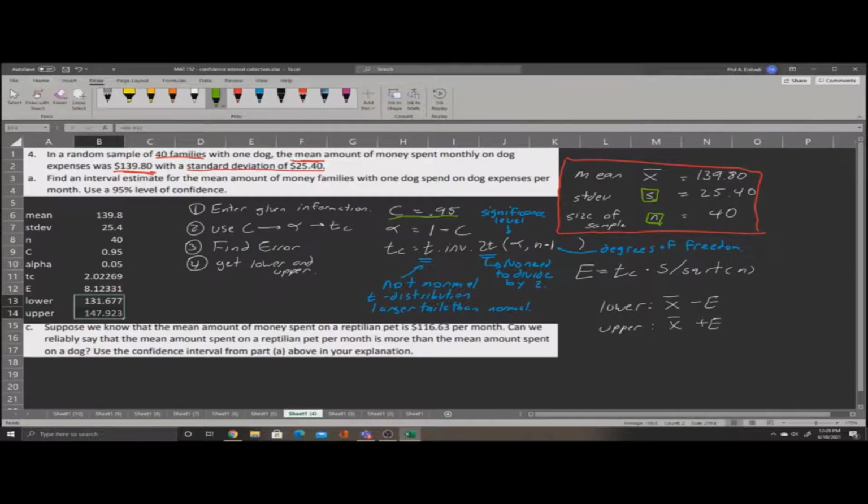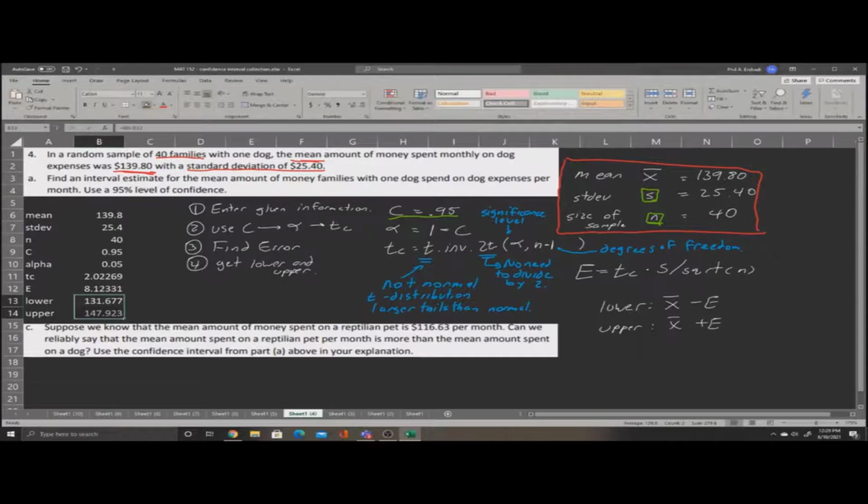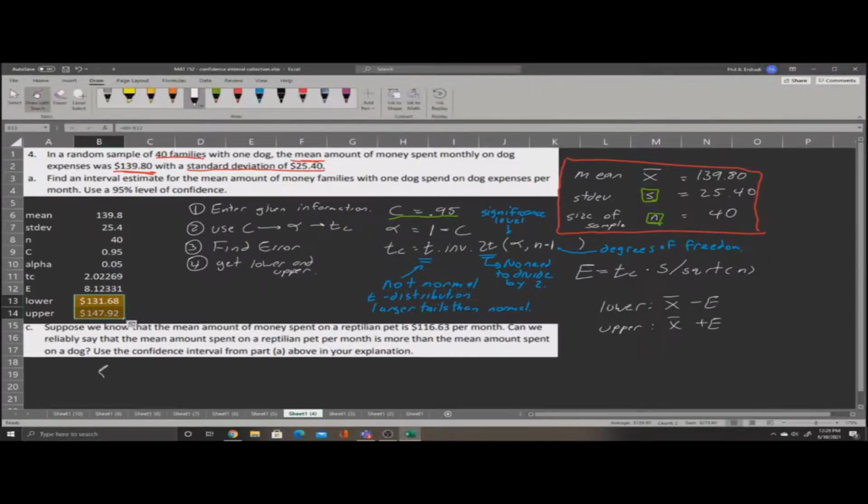So our final answers are $131.68 if we round to the nearest cent, and $147.92. We'll paint this gold by clicking on the gold paint bucket, and we'll format this as currency by clicking the $ in the number section. Let's draw a picture also to go with this. Our lower boundary will be $131.68. Our upper boundary will be $147.92.